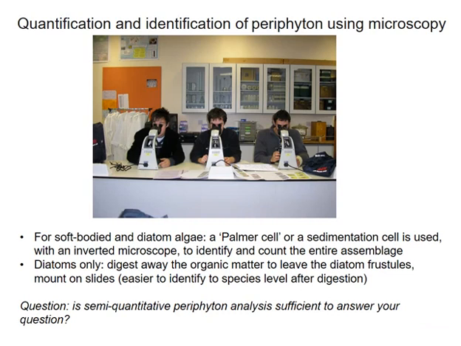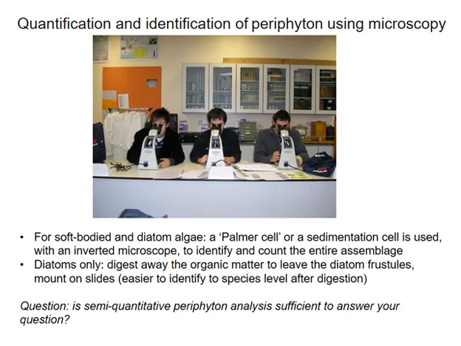If you want to look at just the diatoms, you take your algal soup and you digest away the organic matter, usually using peroxide or something, and you leave just the diatom frustules behind, just the silica material, and then you can mount them on slides.